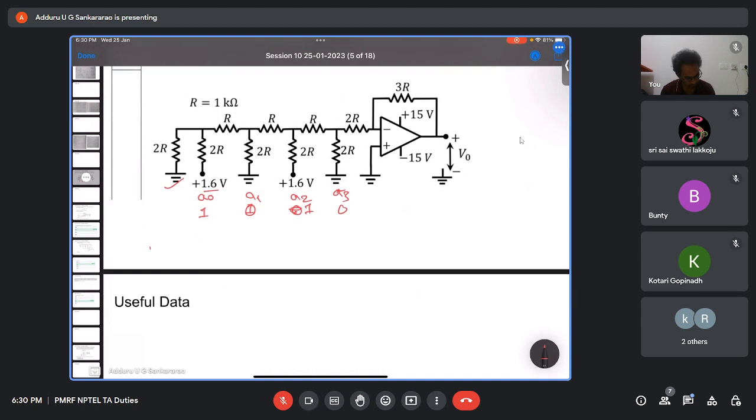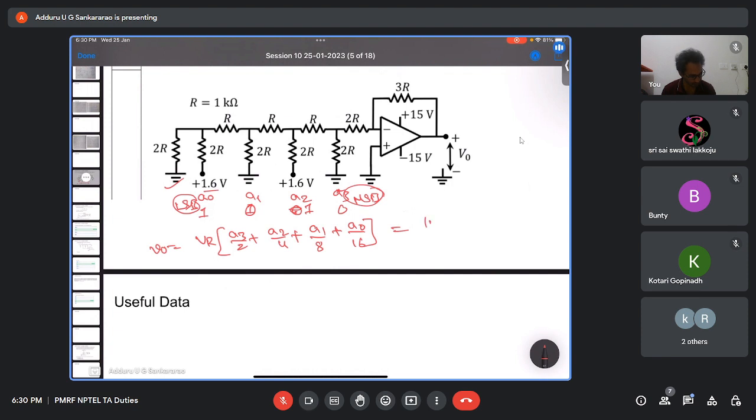So what is the output? We said VR into A3 by 2, A2 by 4, A1 by 8 plus A naught by 16. This is what we'll get, right? This you can extend to anything. So this is the MSB and this is the LSB. So this I think we have solved earlier.